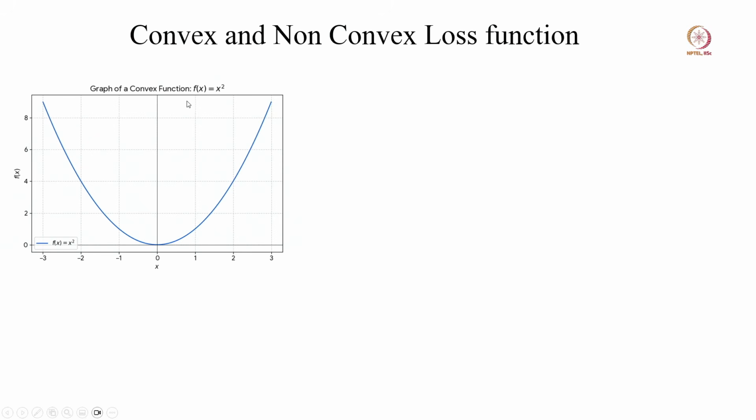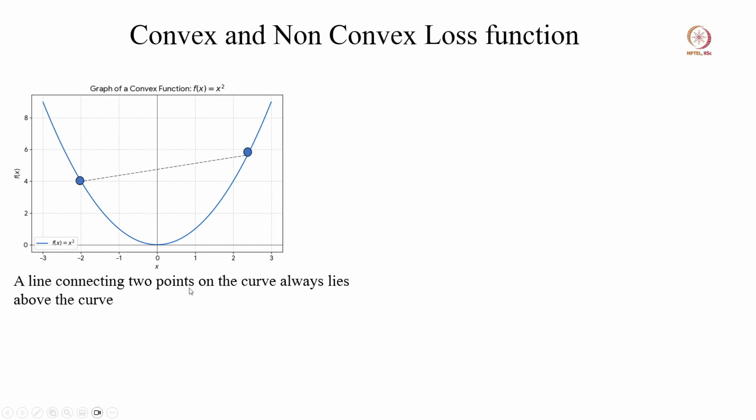Suppose we have a graph f(x) equal to x square and it looks like this. Now, if we take 2 points in the graph and join them, we see that the line connecting 2 points on the curve always lies above the curve. If you take any point, it will be above the curve. So, these types of curves or functions are called convex functions.